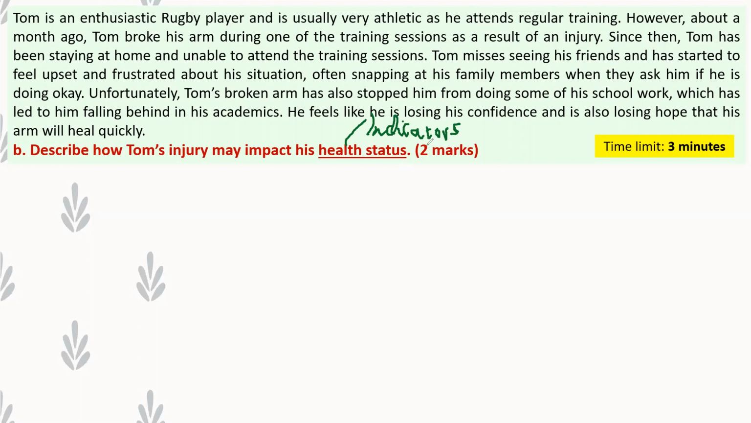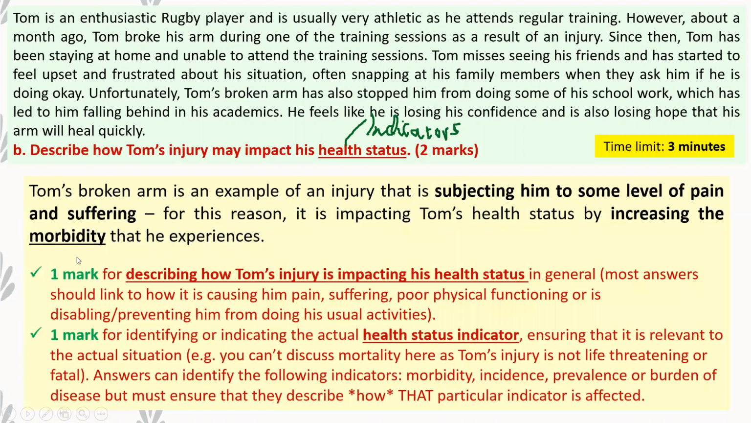You can't just pick any of them though, and I'll explain why. You've got to pick one that's relevant to Tom's situation. So I'm just going to go ahead and show you the answer first. This is what I've just written. Tom's broken arm is an example of an injury that is subjecting him to some level of pain and suffering. For this reason, it is impacting Tom's health status by increasing the morbidity that he experiences.